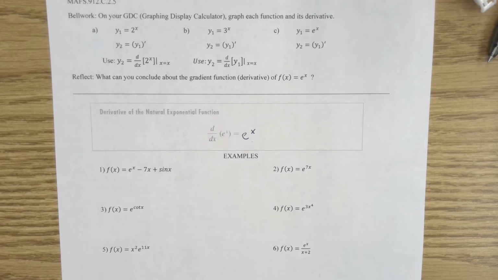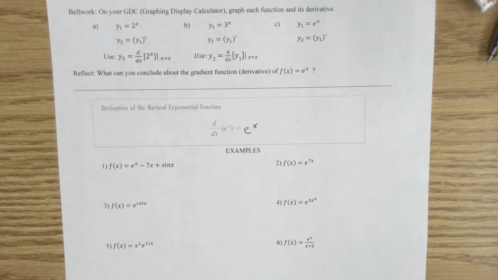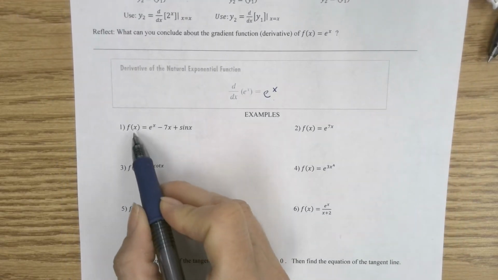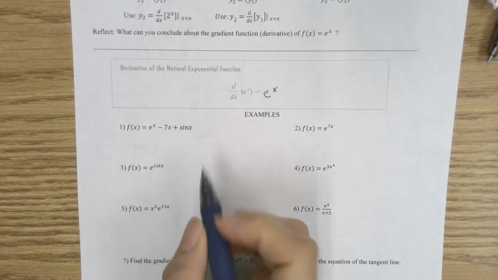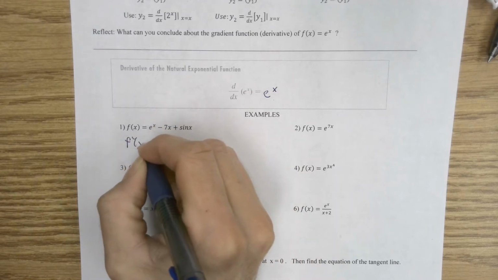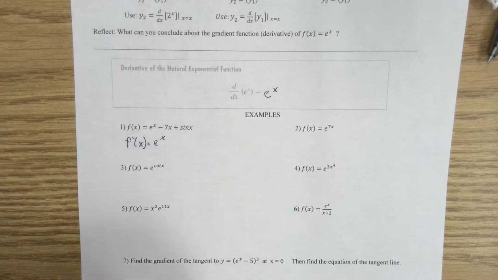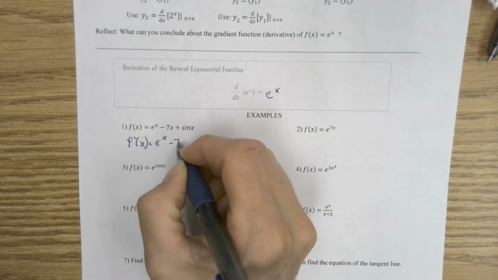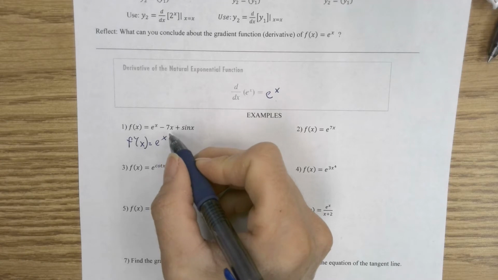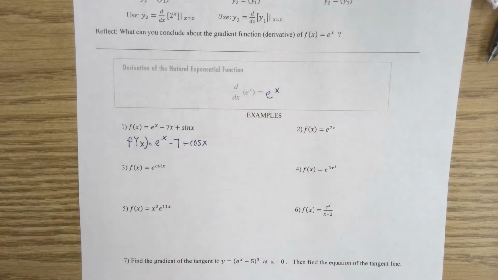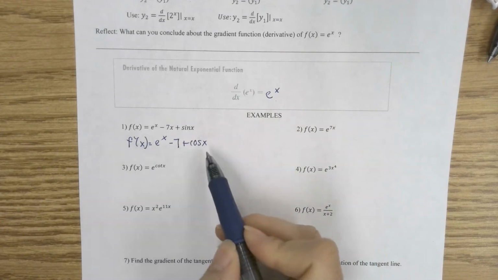It's the easiest derivative. It's the only function whose derivative is itself. So when you take a look at question number 1, we've got f of x equals e to the x minus 7x plus sine x. When we find our derivative, the derivative of e to the x is e to the x. The derivative of negative 7x is negative 7, not sine. And the derivative of sine x is cosine x. Okay, so that's pretty simple.